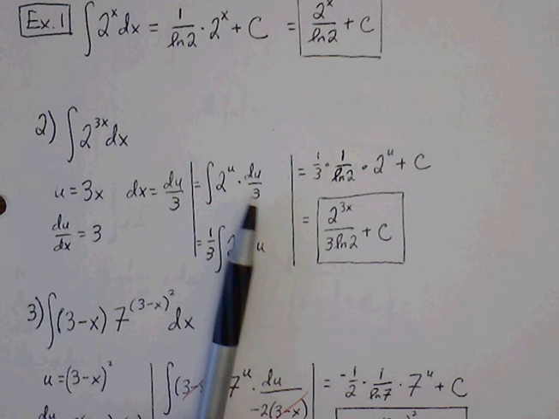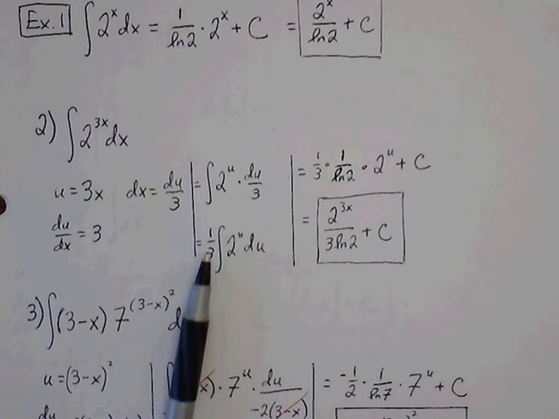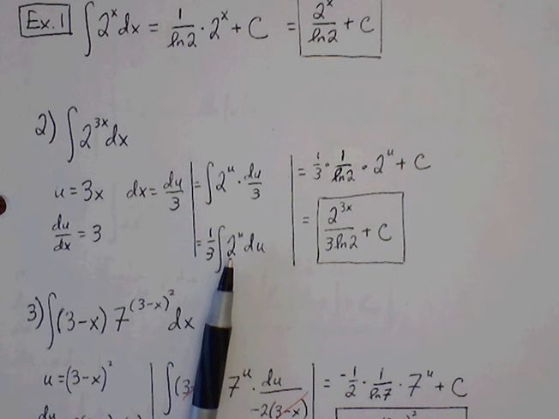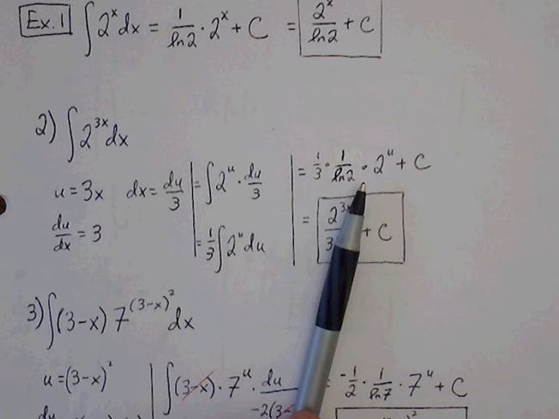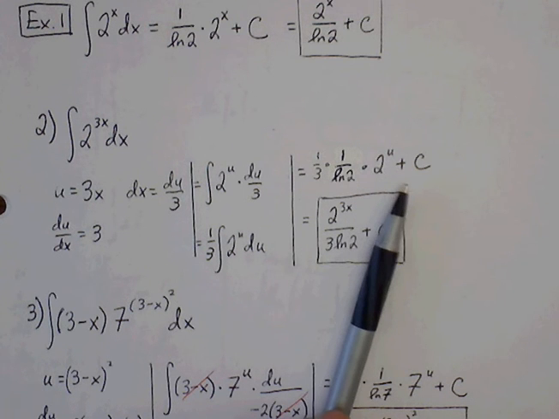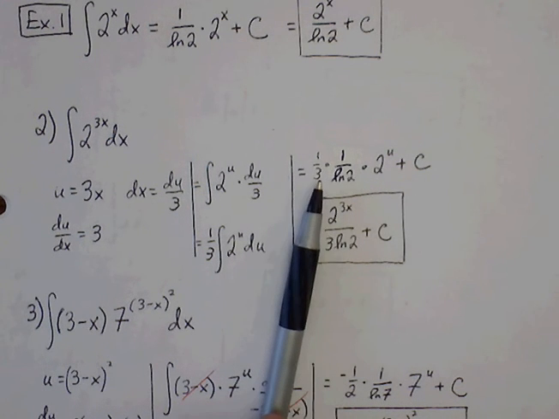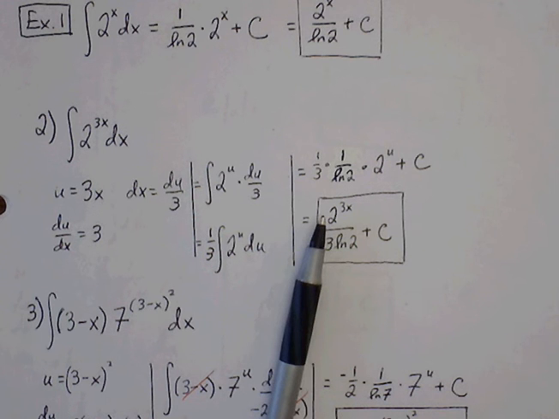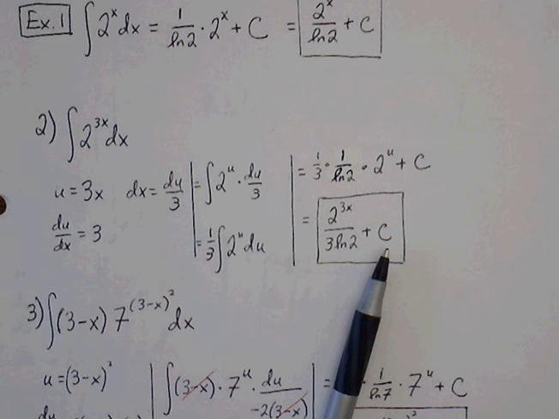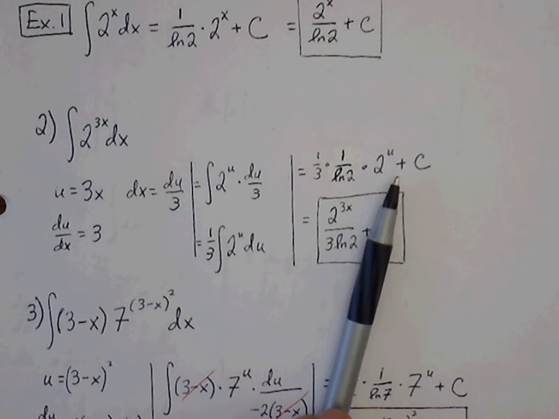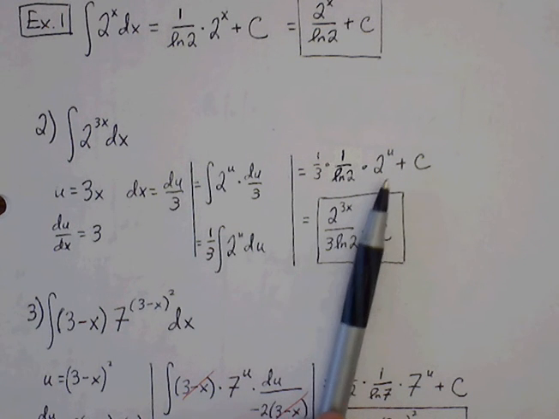Now the 1/3 is a coefficient, so we pull that in front. And now we just follow the rule. The integral of 2 to the u is simply 1 over ln of 2 times 2 to the u plus c. Or you can combine all this to be one fraction as 2 to the 3x all over 3 natural log of 2 plus c. And we are replacing the u value back in terms of x, so 3x.